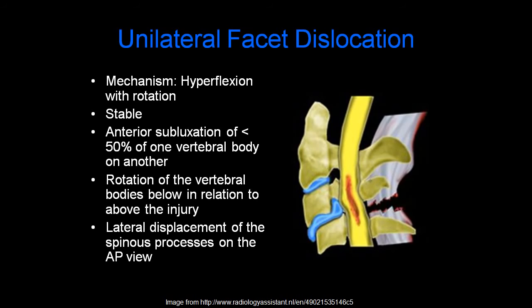You can also get a unilateral facet dislocation, and the mechanism of this is hyperflexion with rotation. This is considered a stable injury. There is anterior subluxation of less than 50% of one vertebral body on another. You can see rotation of the vertebral bodies below in relation to above the injury. As well, you can see lateral displacement of the spinous processes on the AP view.